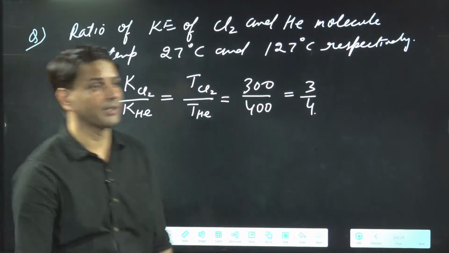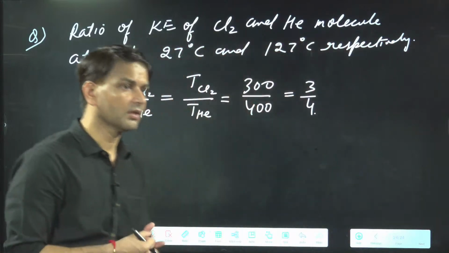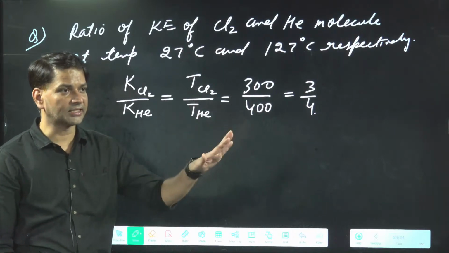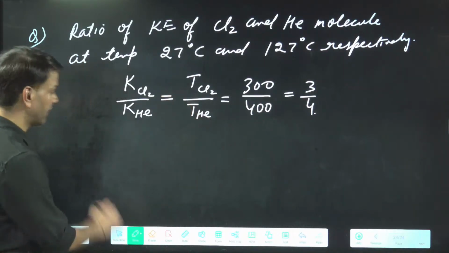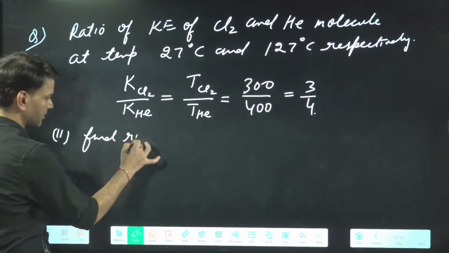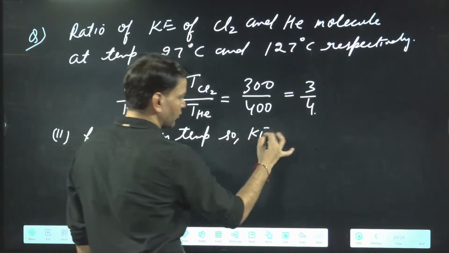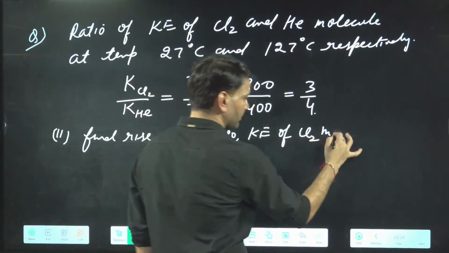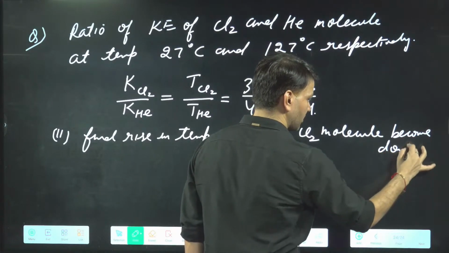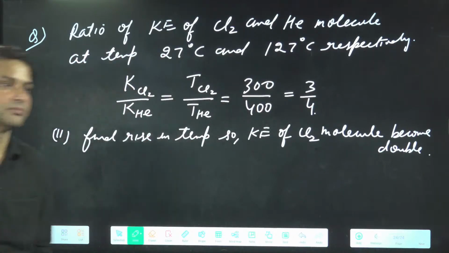So if I am asking how much temperature rise so that the kinetic energy of the chlorine molecule becomes double. Find the rise in temperature so that the kinetic energy of the chlorine molecule becomes double. What is the answer? 300.